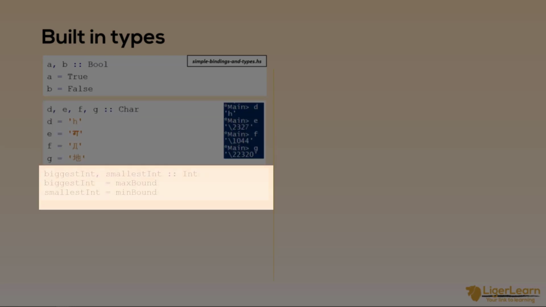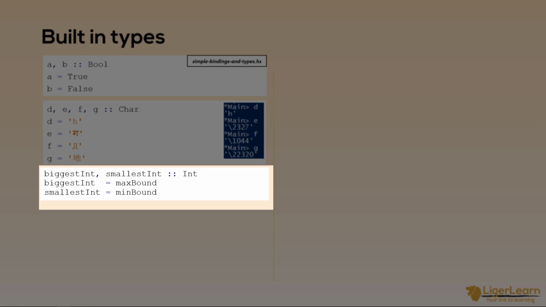Let's look at int first. An int is a signed integer with fixed precision. Signed means that the number can have either a positive or negative sign attached to it. This is in contrast to an unsigned int, which has no sign and so can only be positive. Fixed precision means that the value can only be between a specific interval.